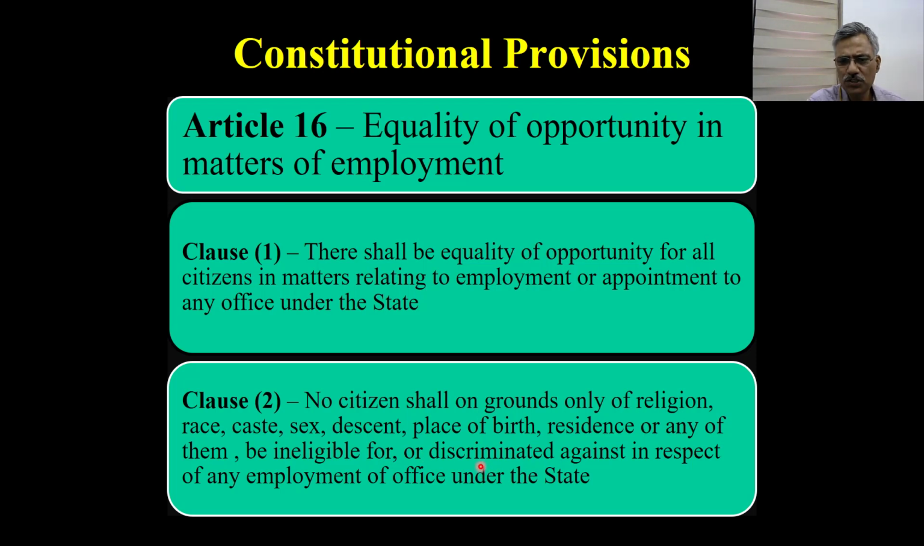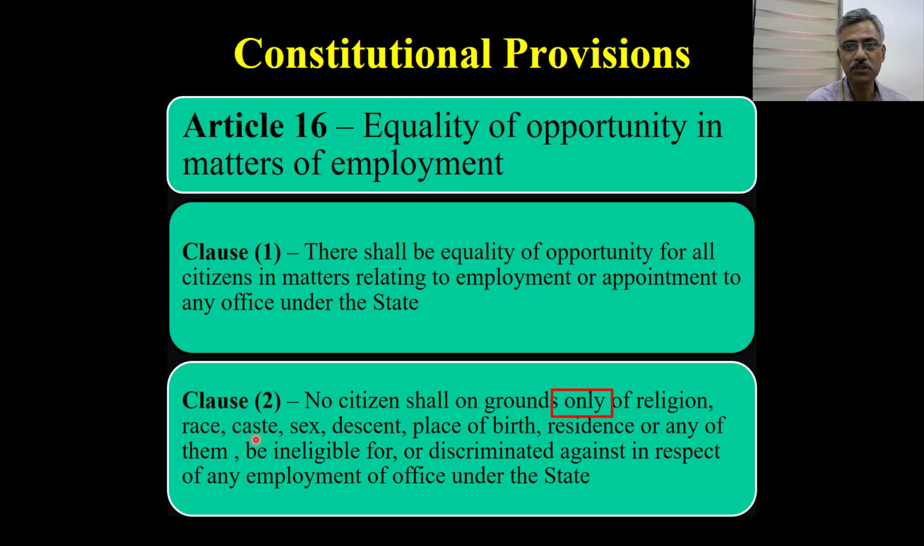Now, one question which often arises here is, it talks about caste. So it says only on the basis of caste, no discrimination can take place. It needs to be understood that the word "only" is very, very important here. So what clause 2 prevents is discrimination only on the basis of caste.